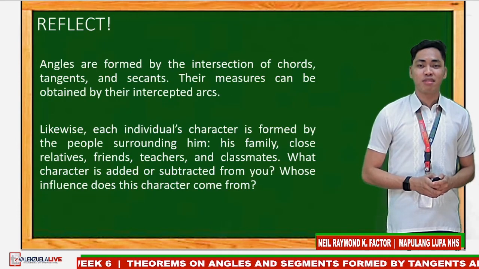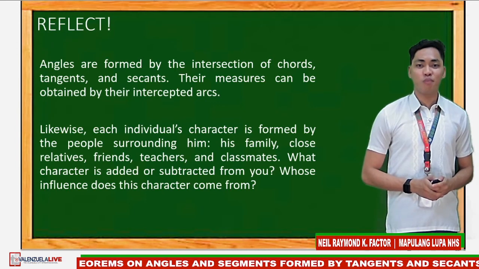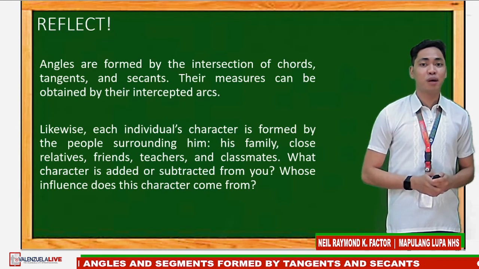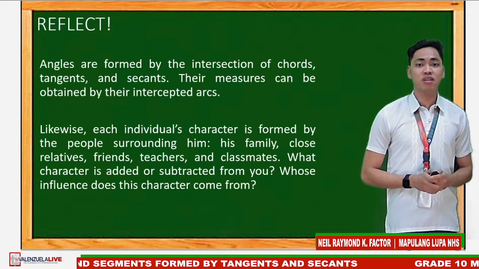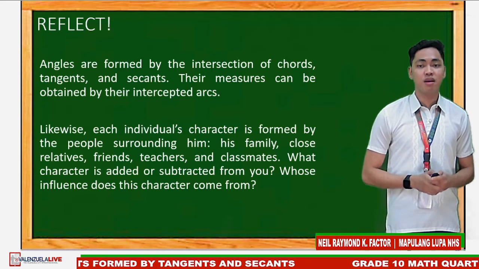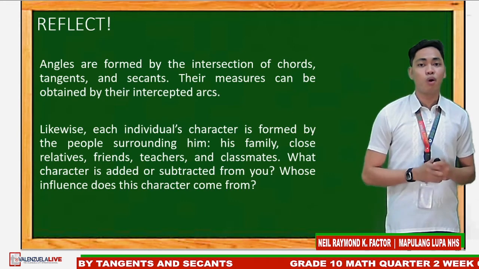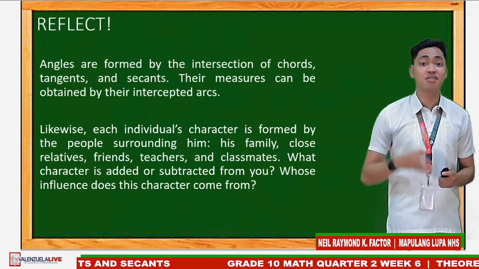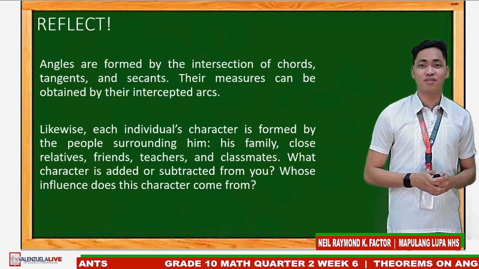Right? So it's reflection time, my dear students. Angles are formed by the intersection of chords, tangents, and secants. Their measures can be obtained by their intercepted arcs. Likewise, each individual's character is formed by the people surrounding him, his family, close relatives, friends, teachers, and classmates. What character is added or subtracted from you? And whose influence does this character come from?